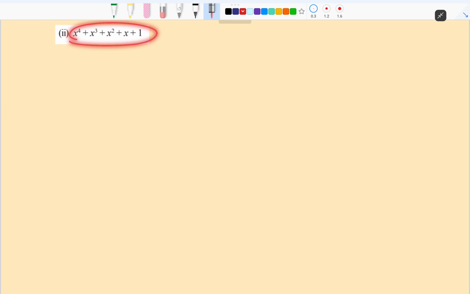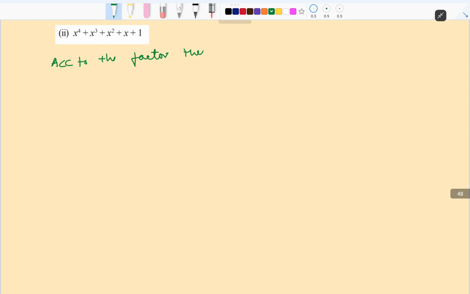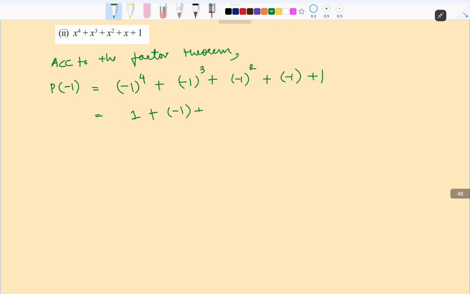Similarly, let's look at the next question. Again, we have to check whether x plus 1 is a factor of this. Same as the first question, according to the factor theorem, right? Let's find out p of minus 1. It should be minus 1 to the power 4 plus minus 1 to the power 3 plus minus 1 to the power 2 plus minus 1 plus 1. Minus 1 to the power 4 will be positive 1. Minus 1 to the power 3 will be negative 1. Minus 1 to the power 2 will be positive 1. Plus into minus 1 is minus 1, plus 1. Right? So it is 1 minus 1.